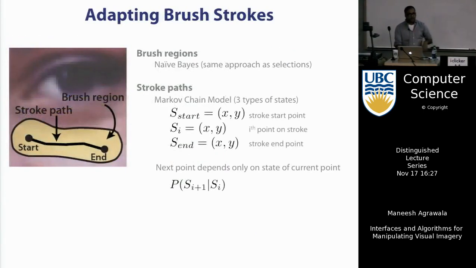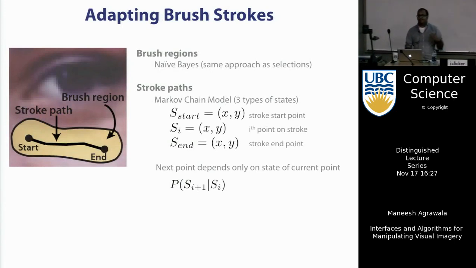And finally, we need to adapt brush strokes. So this really begins in the same way as we adapt selections. We first figure out the brush region using naive Bayes. And then to transfer stroke paths, we assume this kind of Markov chain model. And the key idea here is that the position of the next point on the brush stroke depends only on the state of the current point.